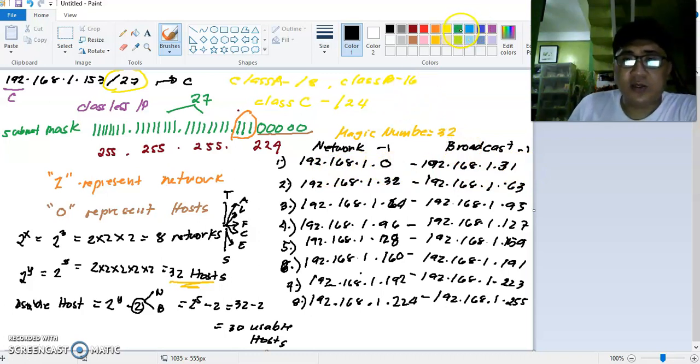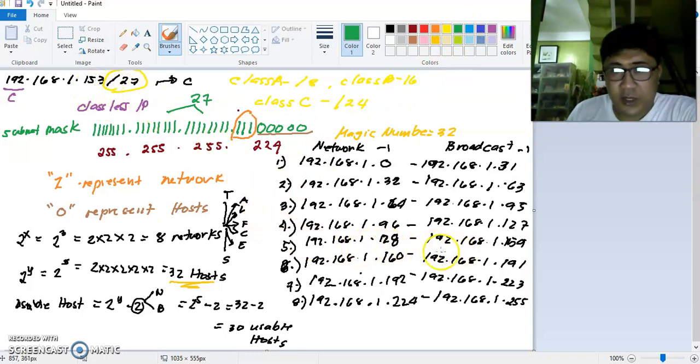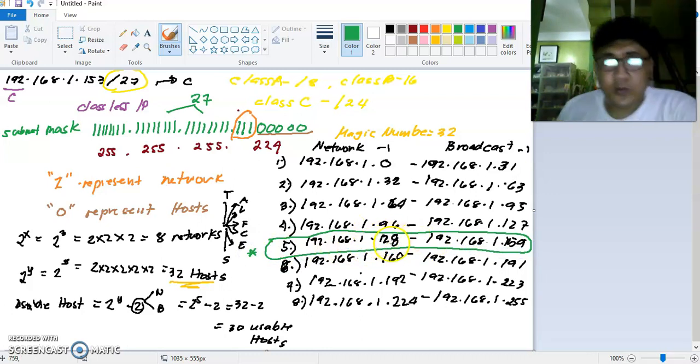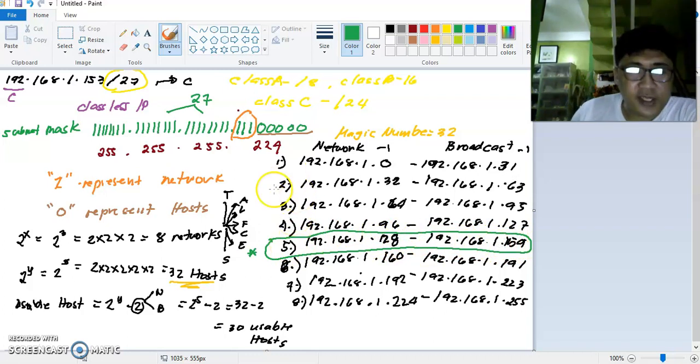So now, the question: where does our IP address belong? That is 153. So it belongs to your group number 5, right? It belongs to this group. So 128 is in between, up to 159. Therefore, if this is the first one, 1, 2, 3, 4, 5, it belongs to CET. So this IP address belongs to the CET.